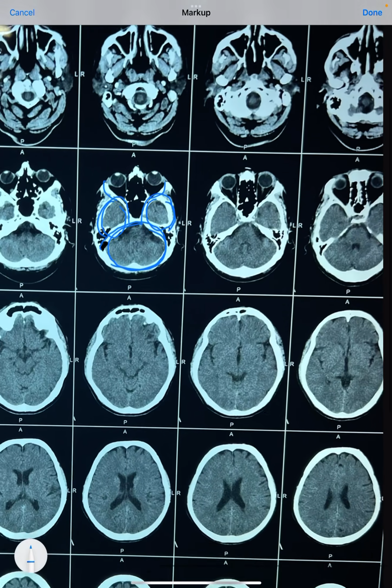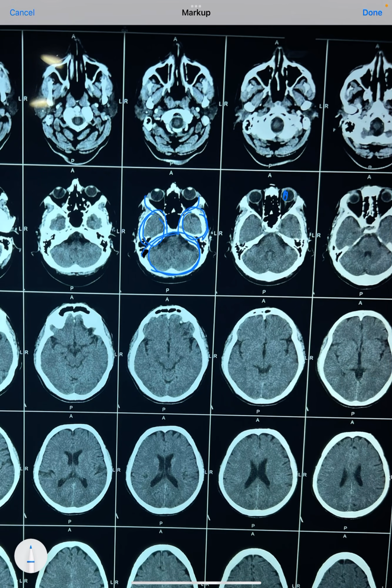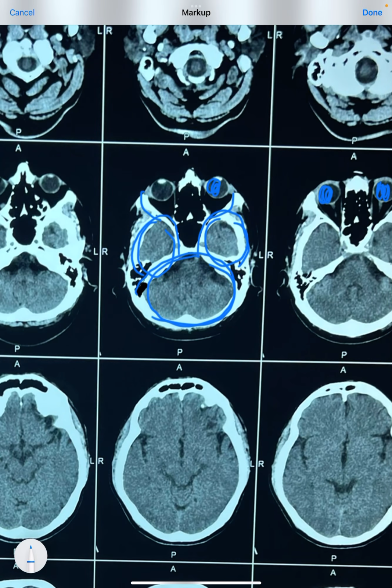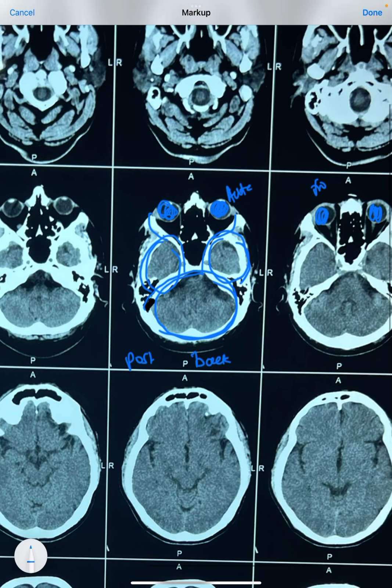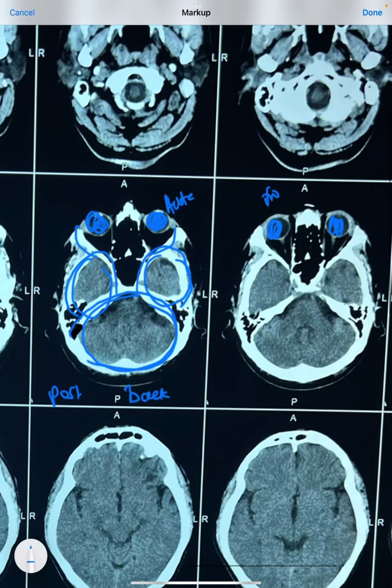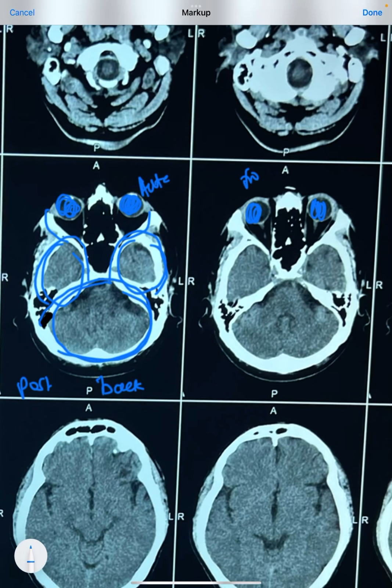So we can very nicely make out these are two eyes, these are the two eyeballs. So this is anterior portion or front portion, and this is the back portion or posterior portion. So we know that the brainstem structures and cerebellum will be in the posterior part. The occipital cortex will be in the posterior part.